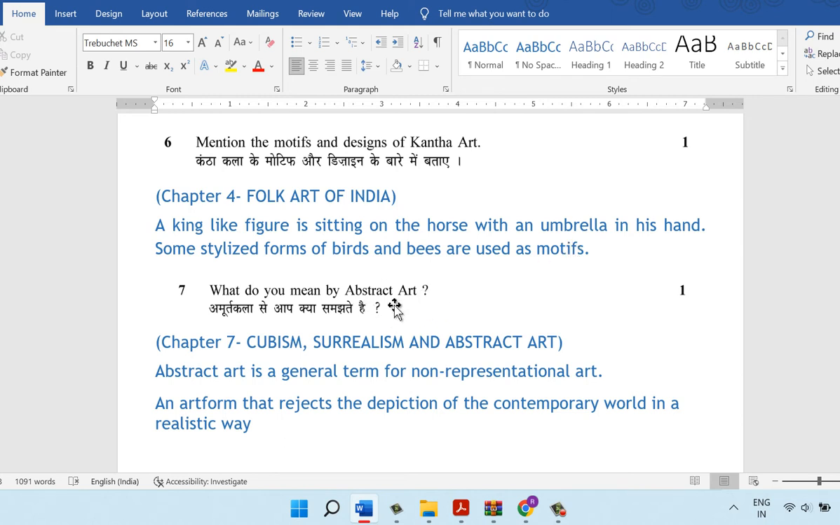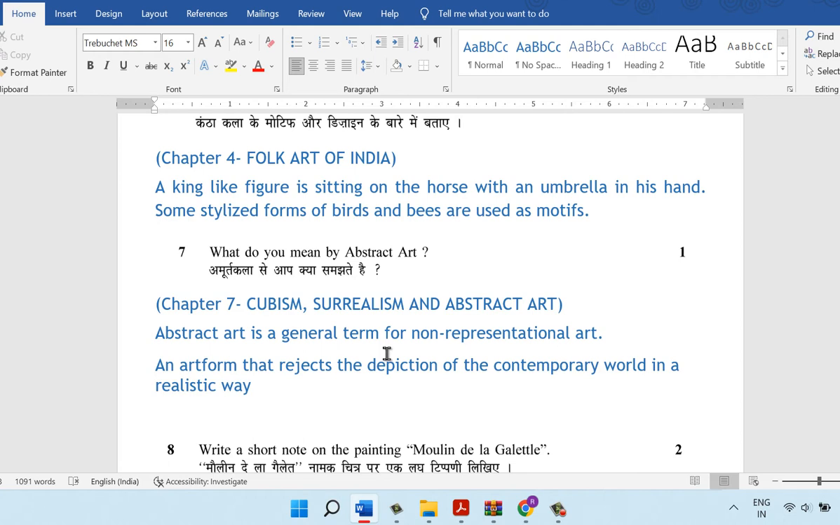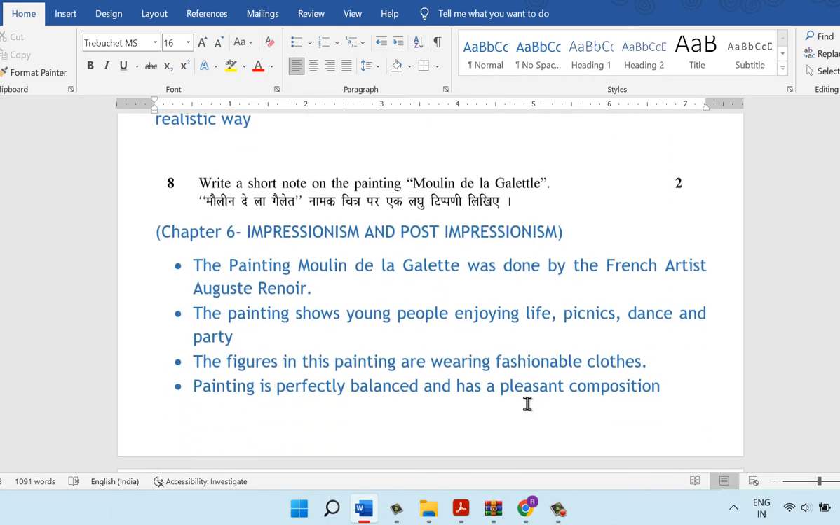Question 7. What do you mean by abstract art? This is again a question from chapter 7, Cubism, Surrealism and Abstract Art. Abstract art is a general term for non-representational art, an art form that rejects the depiction of the contemporary world in a realistic way. So this is the definition of abstract art.